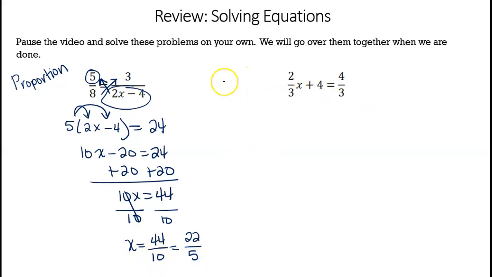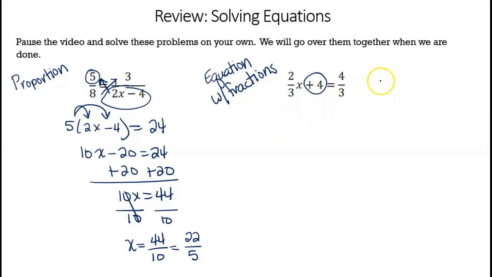This one is not a proportion. This one is just an equation with fractions. It's not special like the proportion. The proportion has two fractions equal to each other. This plus 4 makes this not a proportion. So I can't solve this by cross multiplying.